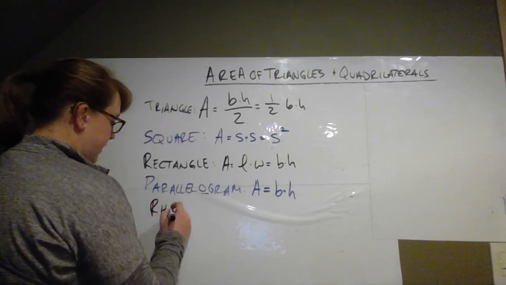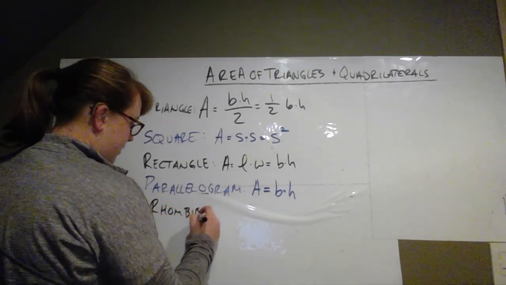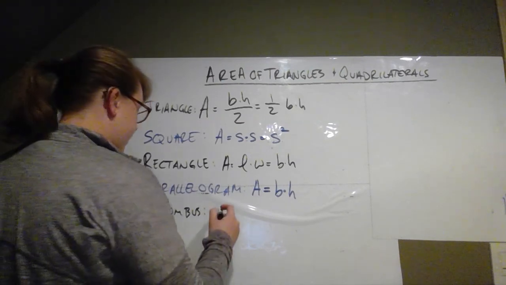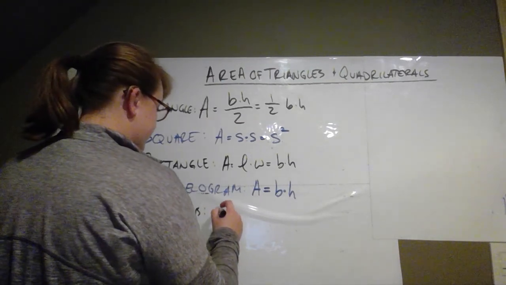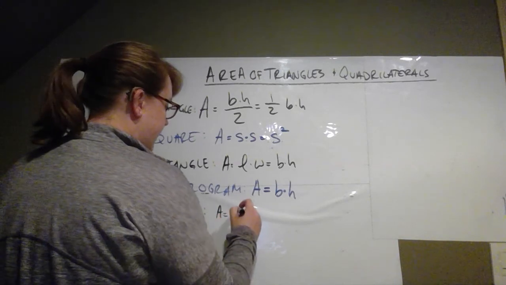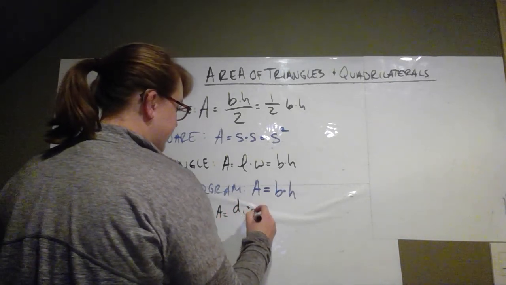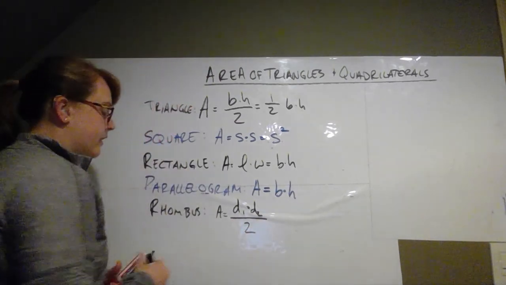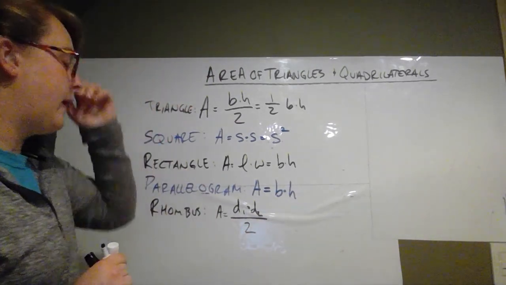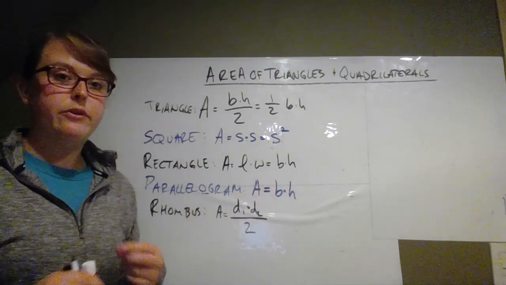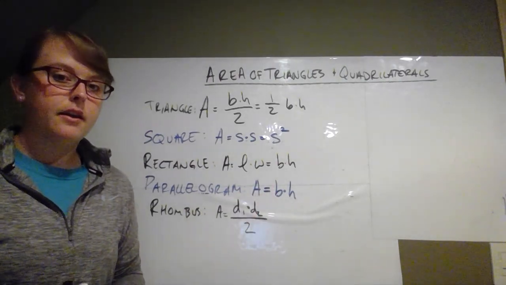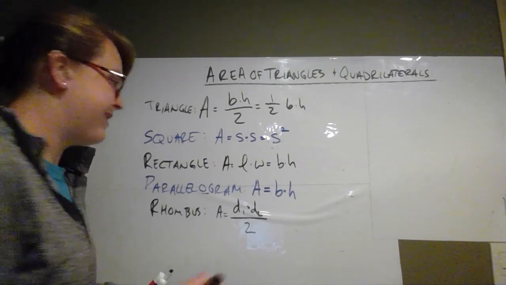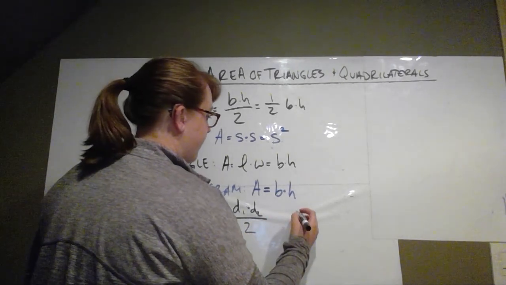So for a rhombus, sometimes it just depends on the measurements that you're more likely to have. Area is diagonal 1 times diagonal 2 divided by 2. So you can use this formula. You could also use this formula if you happen to have the base and the height. But sometimes in a rhombus, again, this is the more likely measurement that you might have.